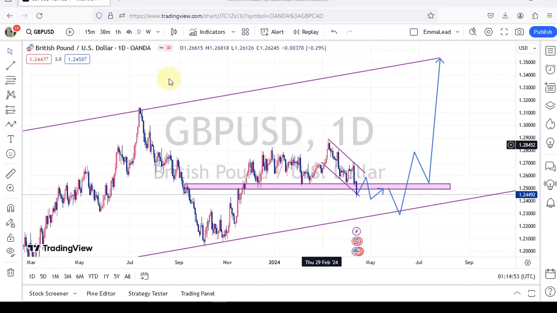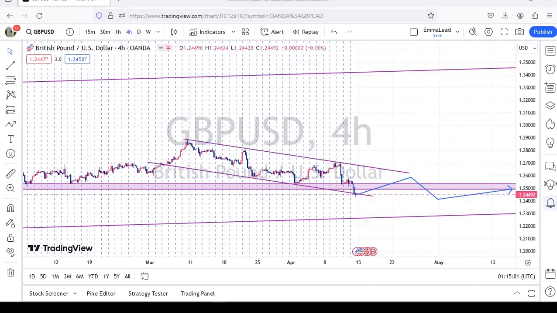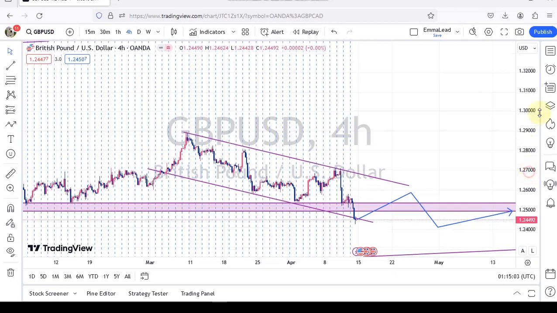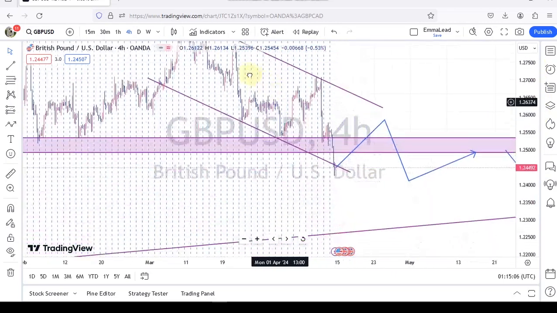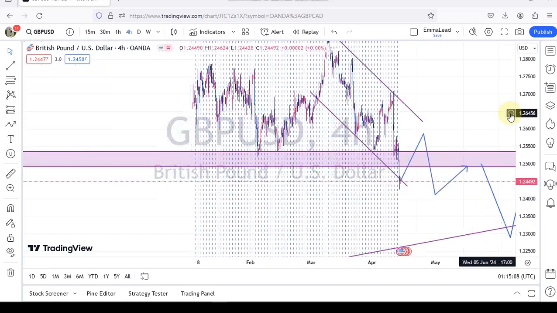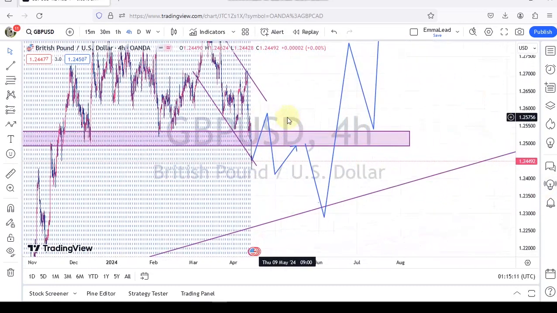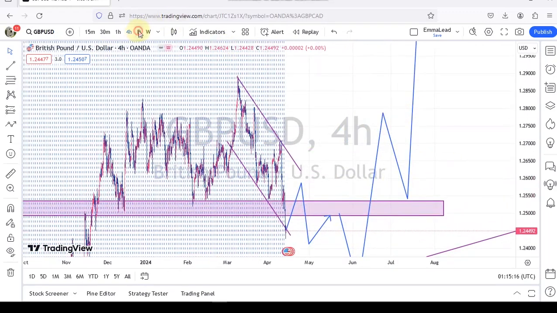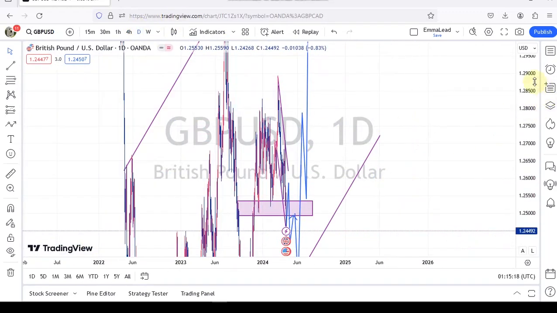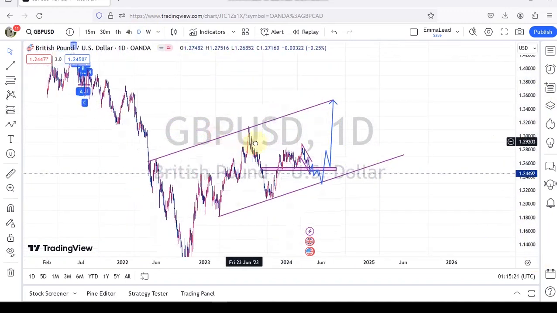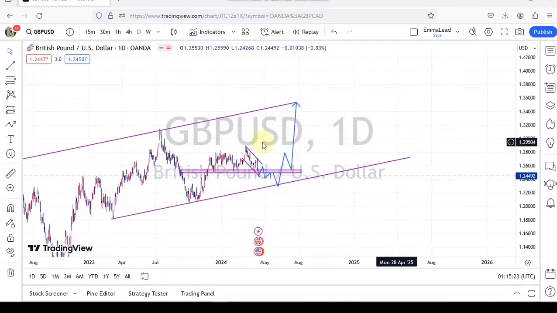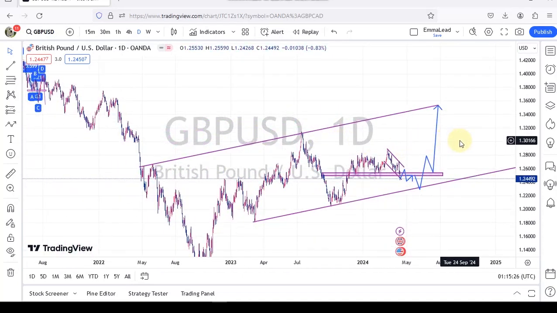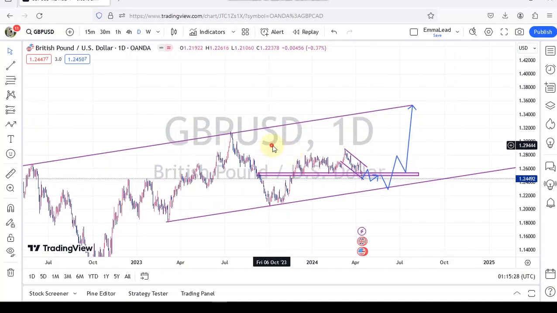So even if we take it down to 4-hour, I don't think there's anything much different. Let's see what it looks like. So this is what it looks like in the 4-hour, but I think it's more preferable on the daily time frame. So I think this is clear. This is clear for me.